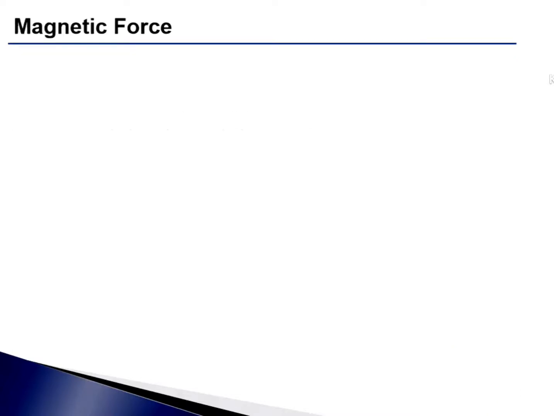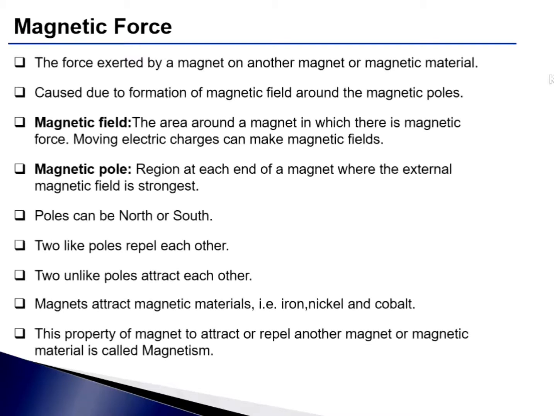Another type of non-contact force is magnetic force, which is the force offered by a magnet on another magnet or magnetic material. This is caused due to the presence of a magnetic field around the poles. Magnetic field is the area that forms around the magnet, and this is where the magnetic force exists. Magnetic poles are on either end of the magnet, called the North Pole and the South Pole, where the magnetic force is the maximum.